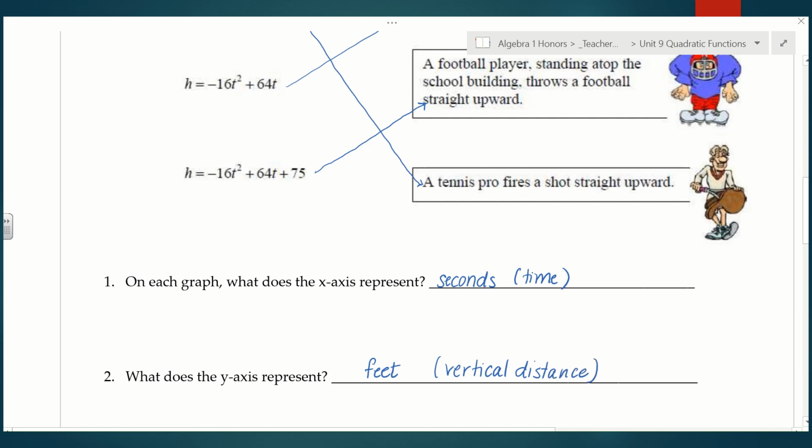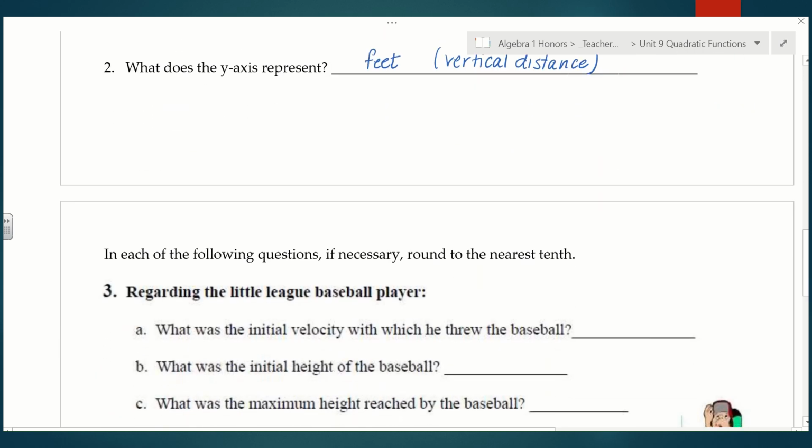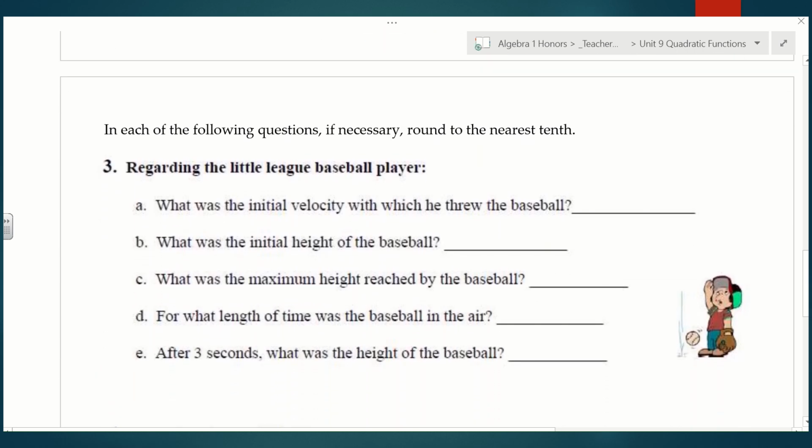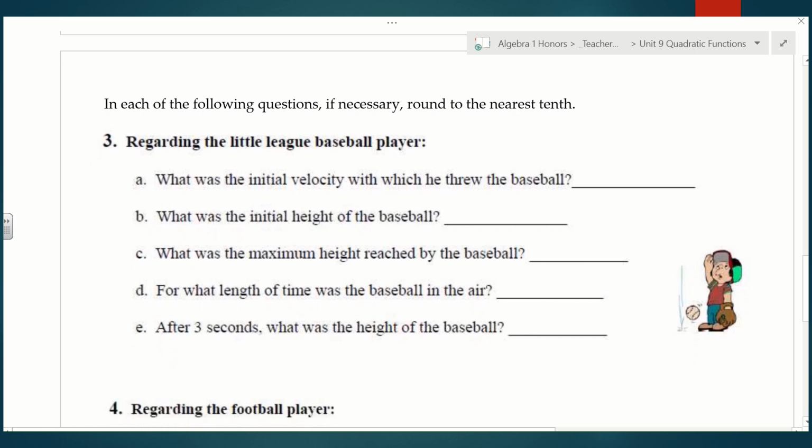Okay, so go ahead and turn the page. And we are going to be looking at the Little League baseball player graph to start. So remember that equation, let me write it up here for us. The Little League baseball player's equation was negative 16t squared plus 64t. So it says, what was the initial velocity with which he threw the baseball? So remember I said initial velocity is your b term, which in this case is 64, and I would want to make sure I label that 64 per second.